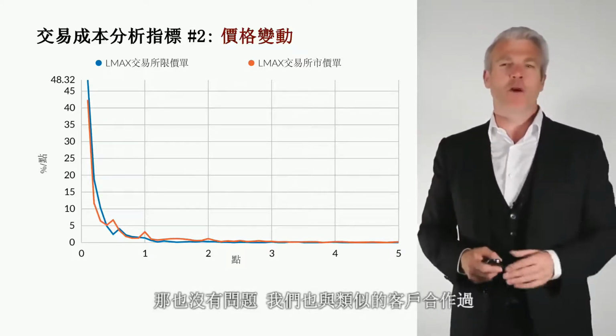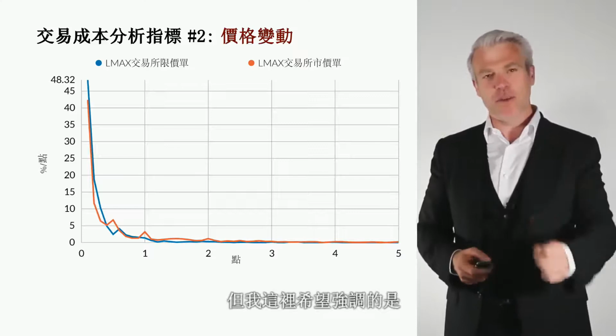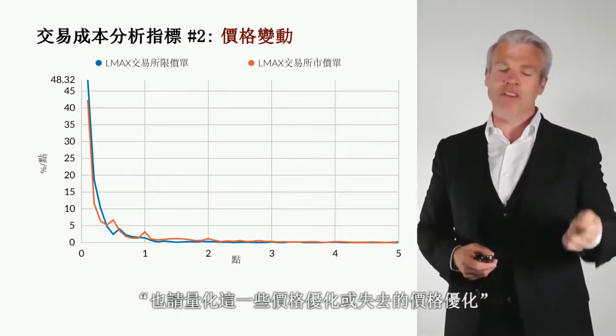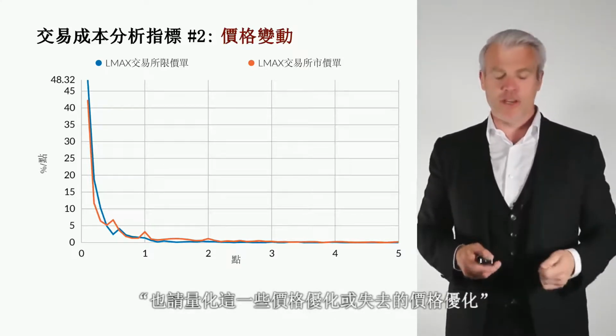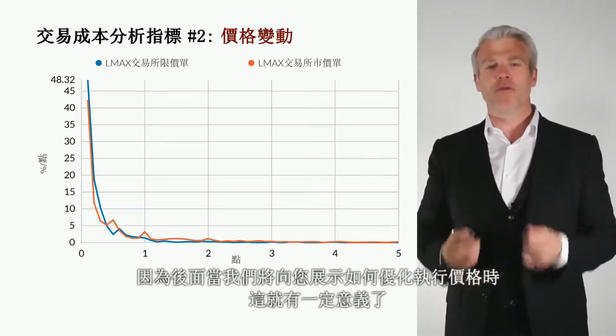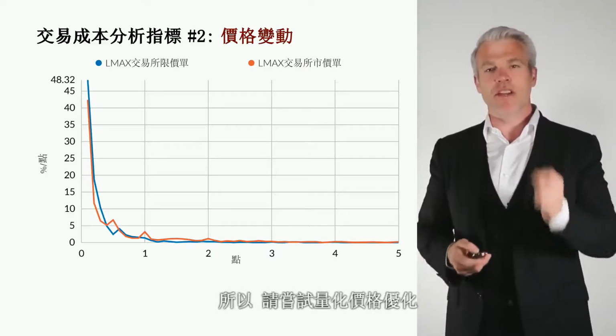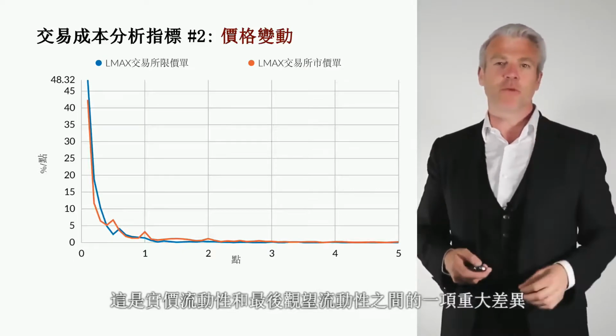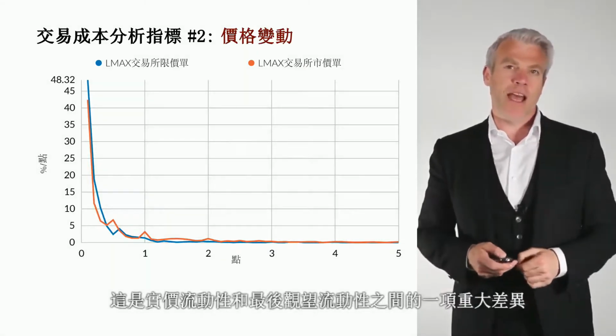That's okay. We've worked with clients like that. But what I would say to you is please measure that price improvement or loss in price improvement, because it matters when later on we'll show you how to optimize your fill rate. So please try and measure that price improvement, and it's the one big difference between firm liquidity and last look liquidity.